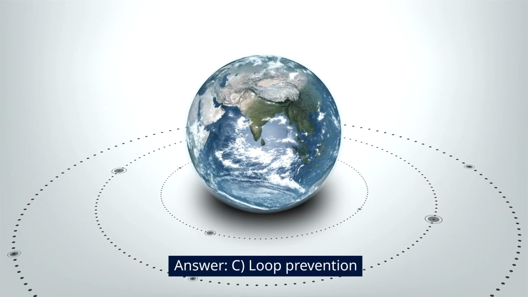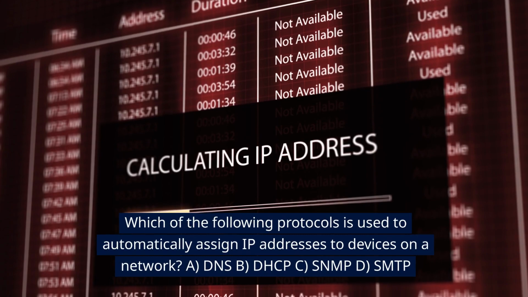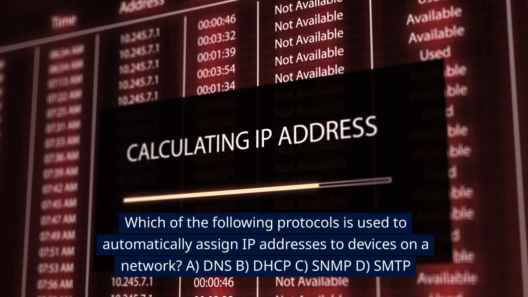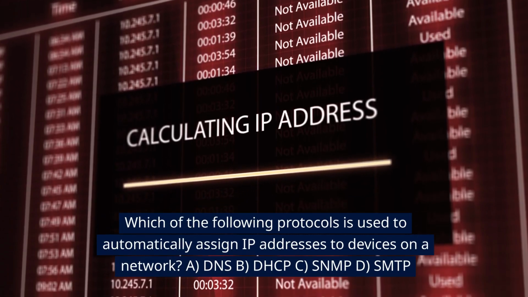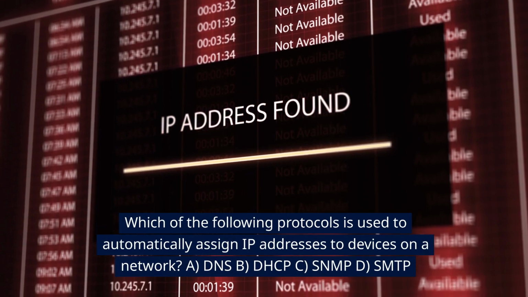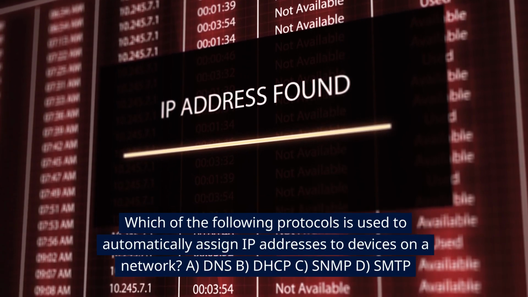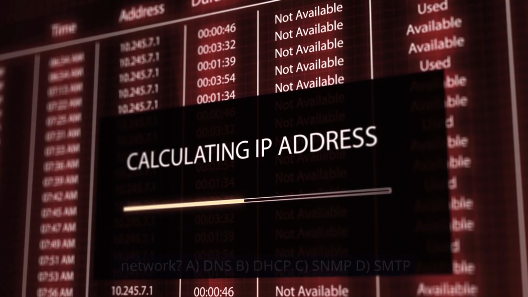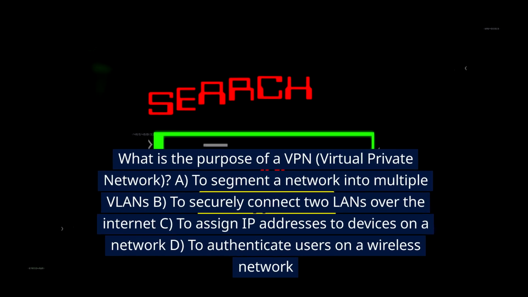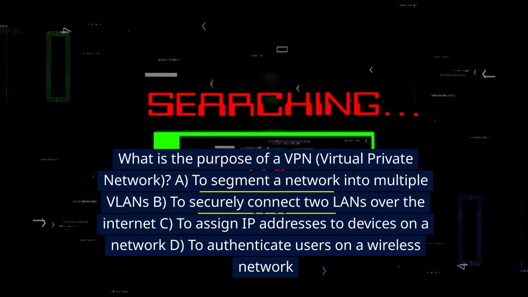Answer: C. Loop prevention. Which of the following protocols is used to automatically assign IP addresses to devices on a network? A. DNS, B. DHCP, C. SNMP, D. SMTP. Answer: B. DHCP. What is the purpose of a VPN, Virtual Private Network?